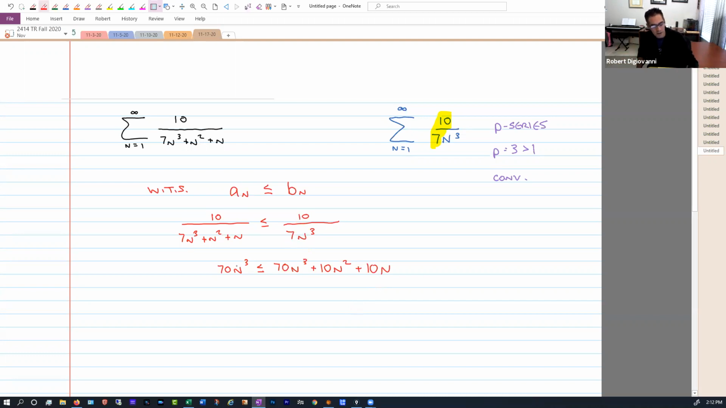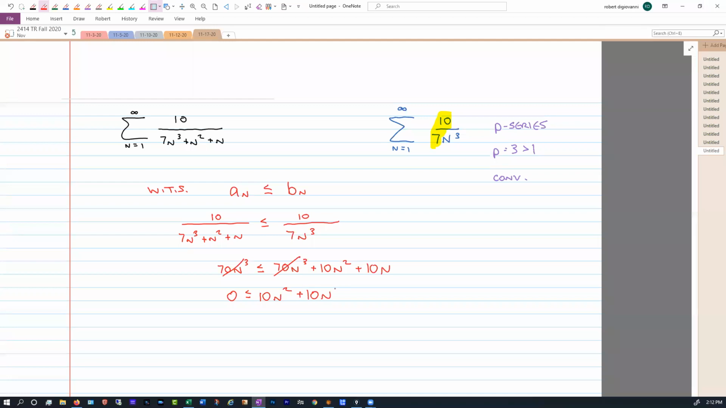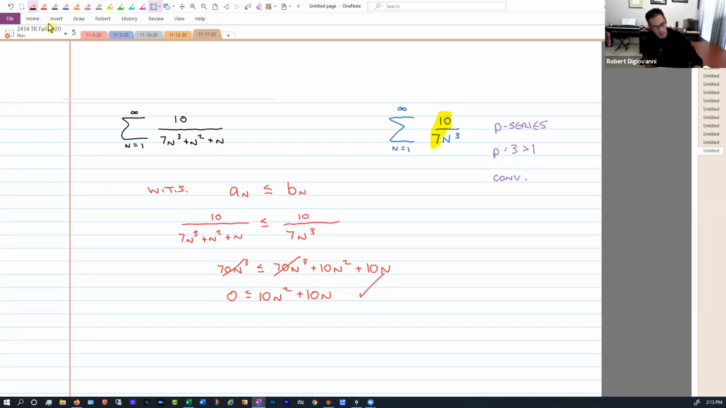So, okay, now I'm going to subtract this on both sides. So I get 0 less than or equal to 10n squared plus 10n. And I think we're all okay with agreeing that that's true. Yes? Okay. Done. Therefore, that series, I'm not going to write it again, converges. All right.